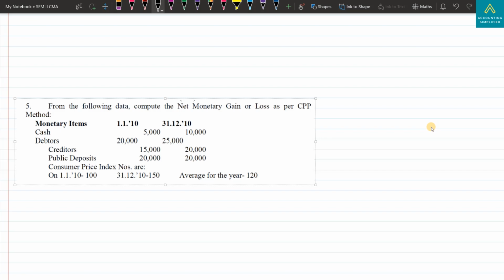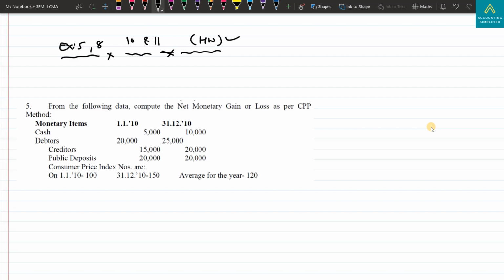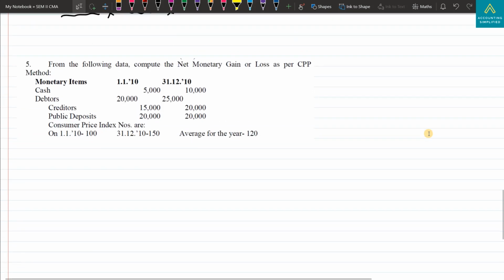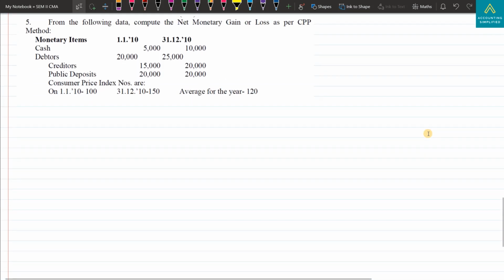Hello and welcome. In this session we are going to solve example number 5, example number 8, example number 10 and example number 11, which were given in homework. Whatever solutions we have not done and gave as homework, we are going to solve here. And I hope that whatever we have learned, you have remembered it, right? So we are going to solve example number 5.